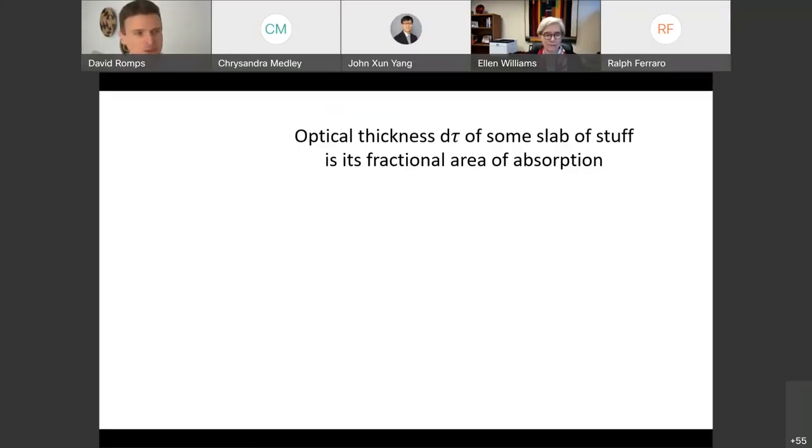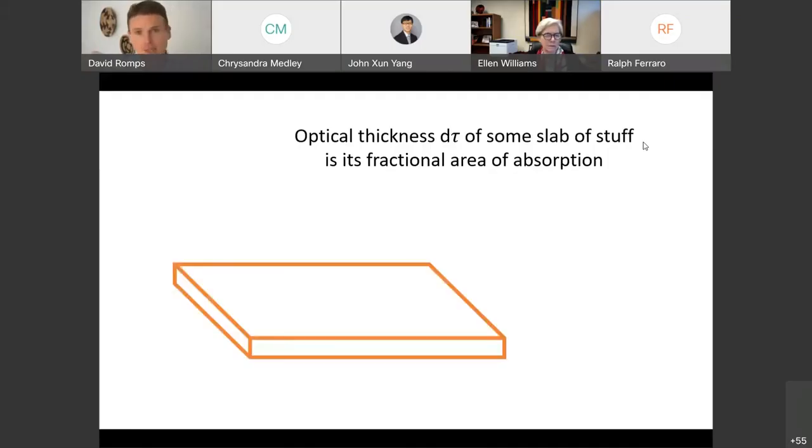But that was before I had actually made the talk. So I made the talk and decided, oh, well, I'll just explain to people what optical depth is. I understand the vast majority of people listening already know and know full well. So those folks can go to sleep now, and I'll clap or something to wake you up when it's time to pay attention again. So the optical thickness, which I'm going to write as d tau, of some slab of stuff is just the fractional area of absorption that that slab presents to light.